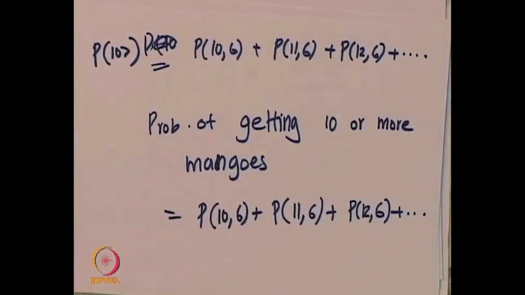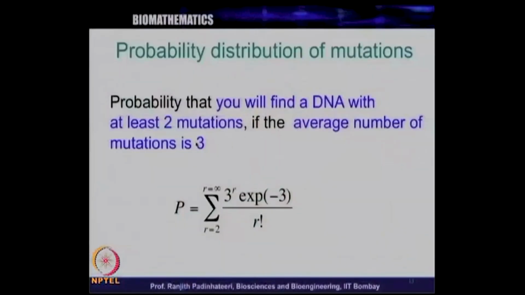You can extend this to mutations. So, you can ask the question, what is the probability that you will find a DNA with at least 2 mutations, if the average number of mutations is 3? The answer to that is this, which is p equals sum over r equals 2 to infinity of 3 power r e power minus 3 by r factorial. So, this is the answer.